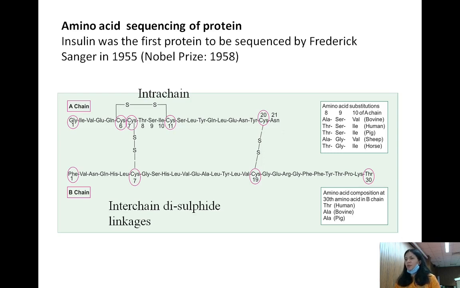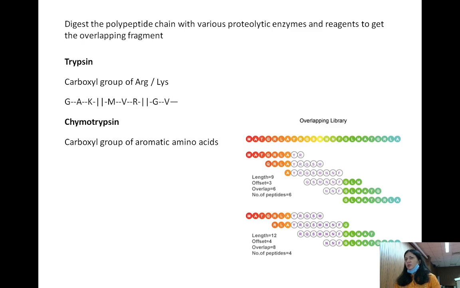Okay, so you want to break this polypeptide chain in between to form various fragments, so you will require an endopeptidase. An example of endopeptidase is trypsin. Okay, trypsin will break the peptide bond which is formed by the carboxyl group of arginine and lysine. Similarly, chymotrypsin will break the peptide bond which is formed by the carboxyl group of aromatic amino acids. Remember this one.